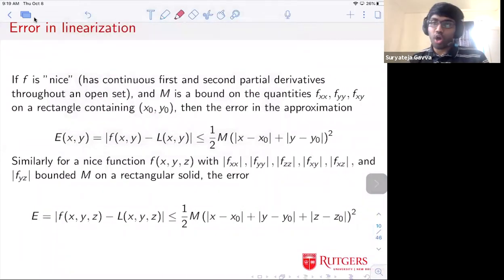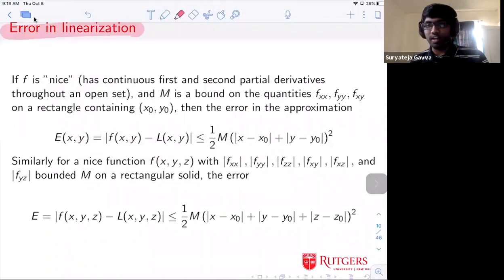But you want to know how good is the approximation. So it's not exact. That means there will be some error in the approximation. So the error in the approximation can be bounded by some terms like this.